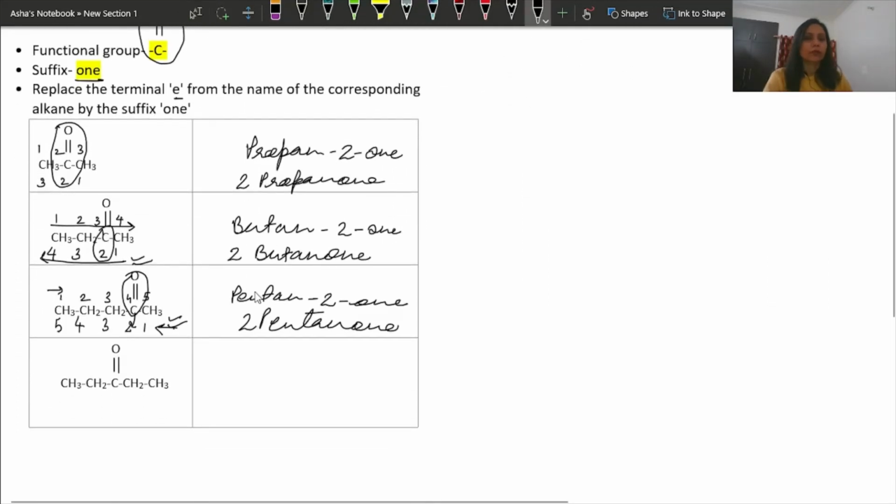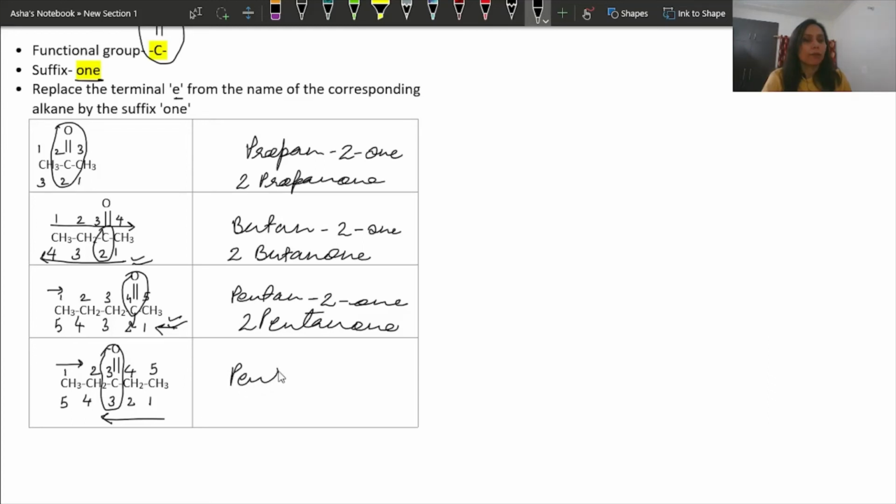Yes, this one. Now in this one there are 1, 2, 3, 4, 5 carbon. This is back to front numbering. We can also do front to back numbering, 1, 2, 3, 4, 5. So in either way, at number 3 the ketone group is coming, right? So total number of carbon are 5, pent. It is an alkane, so ANE.